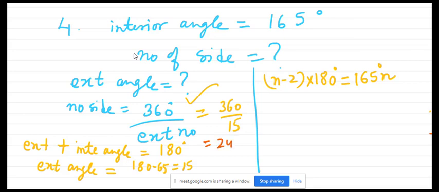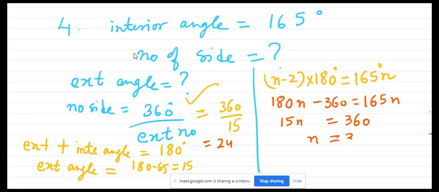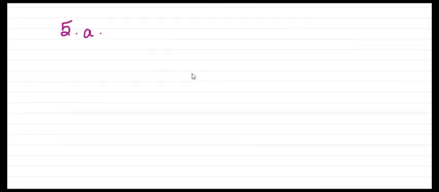And if you are solving it the other way, you just have to simplify it. You will get 180n minus 360 equals 165n, and then if you solve it, you will get 15n equals 360. So overall the answer will be the same, and the calculation also will be the same: 24. You can use either of these two methods. Next, with a regular polygon with measure of exterior angle as 22 degrees.